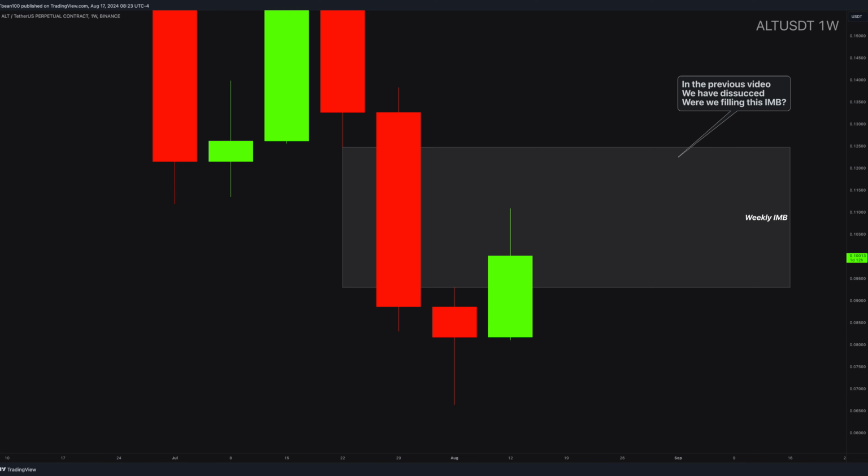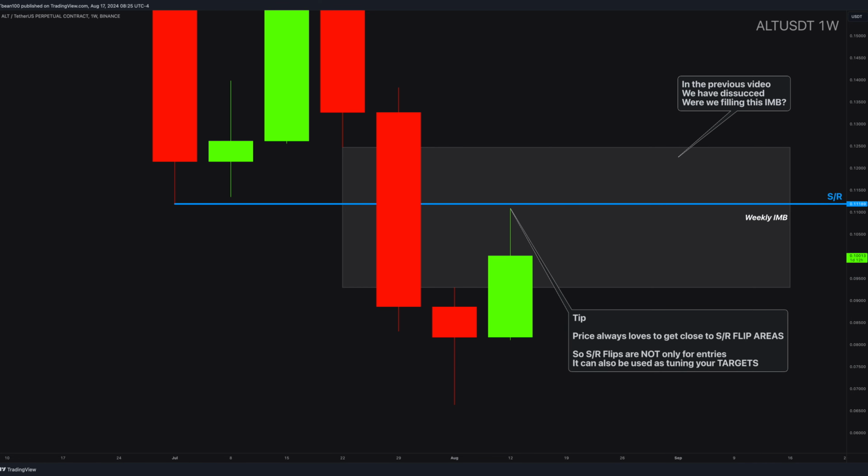Now I want to give you some tips and tricks about support and resistance flip points. As you already know, I love SR flip areas to take trades. But do you know that you can use the SR flips as targets as well? Yes, you heard it right. It can support your ordinary targets with imbalances.